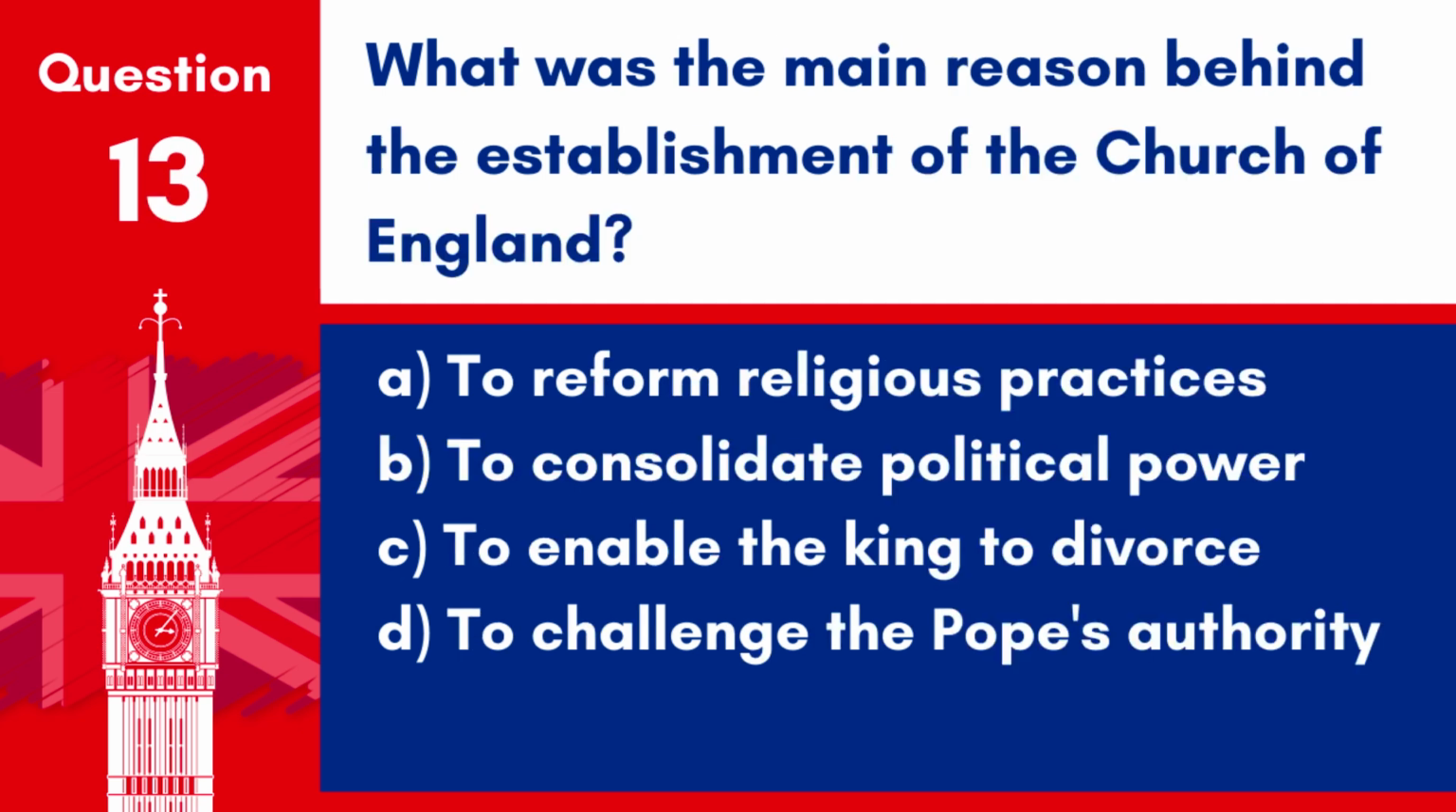Question 13. What was the main reason behind the establishment of the Church of England? A. To reform religious practices. B. To consolidate political power. C. To enable the king to divorce. D. To challenge the Pope's authority. Answer: C. To enable the king to divorce. The main reason behind the establishment of the Church of England was to enable King Henry VIII to divorce, which the Catholic Church did not permit at the time.